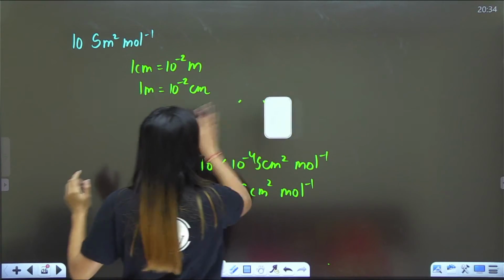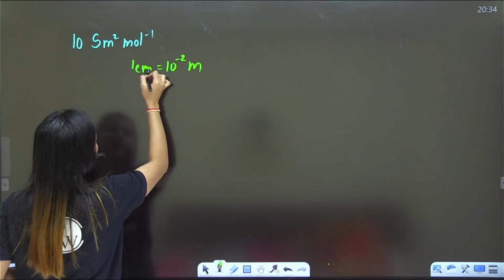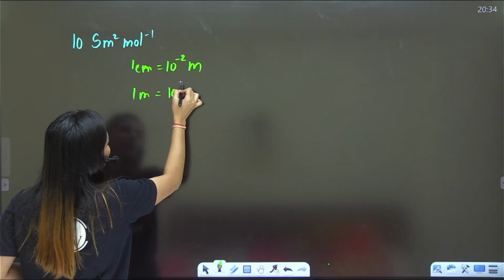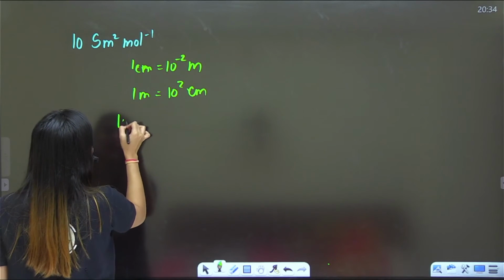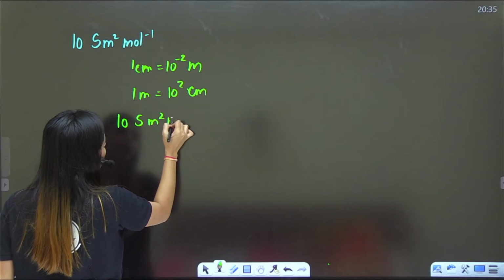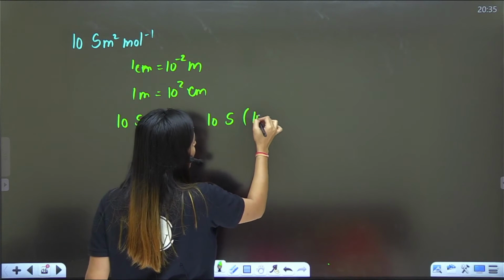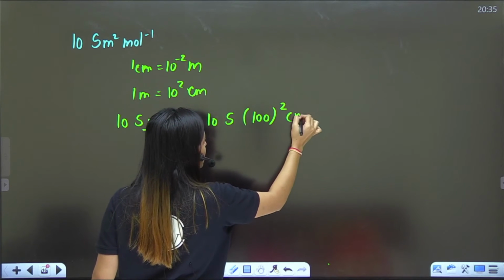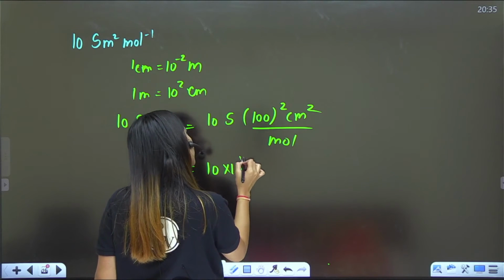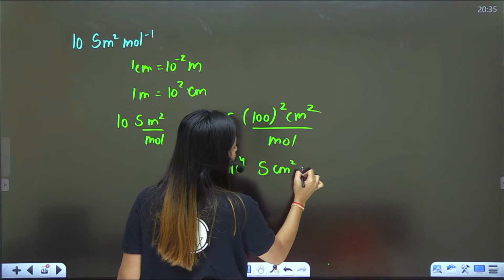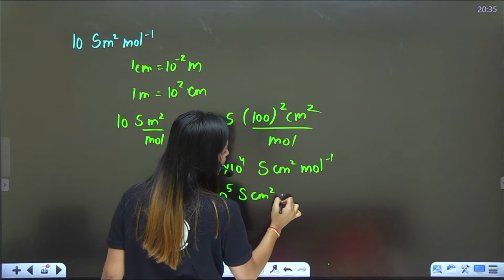Just a second, my dear students. See what I did. You have 1 centimeter here. So 1 meter would be equal to 10 raised to the power 2 centimeters. So now you have 10 Siemens meter square mole inverse. So mole will come out to be here. So this would be 10 Siemens. 1 meter is equal to 100 centimeters. So whole square centimeter square upon mole. So you can say that this is equal to 10 into 10 raised to the power 4 Siemens centimeter square mole inverse, right? So 10 raised to the power 5 Siemens centimeter square mole inverse, right?